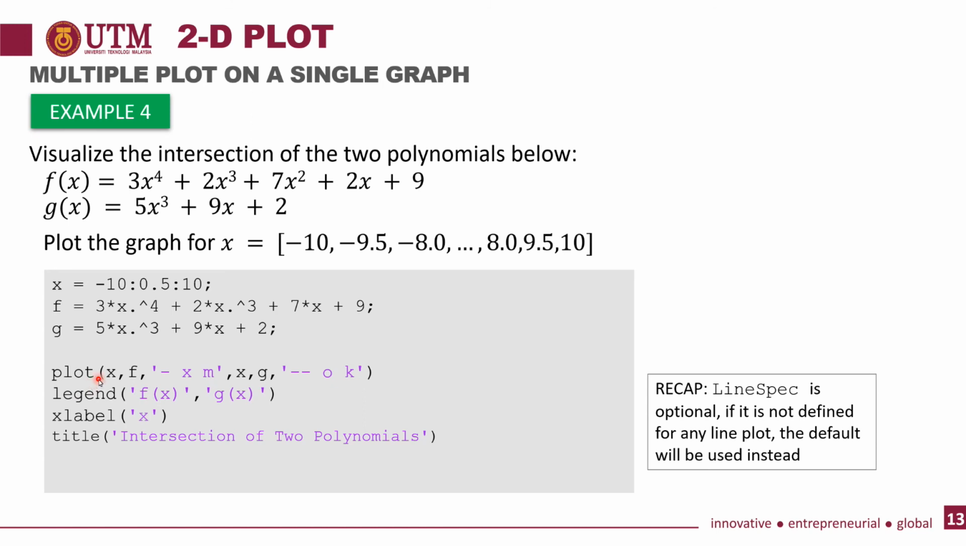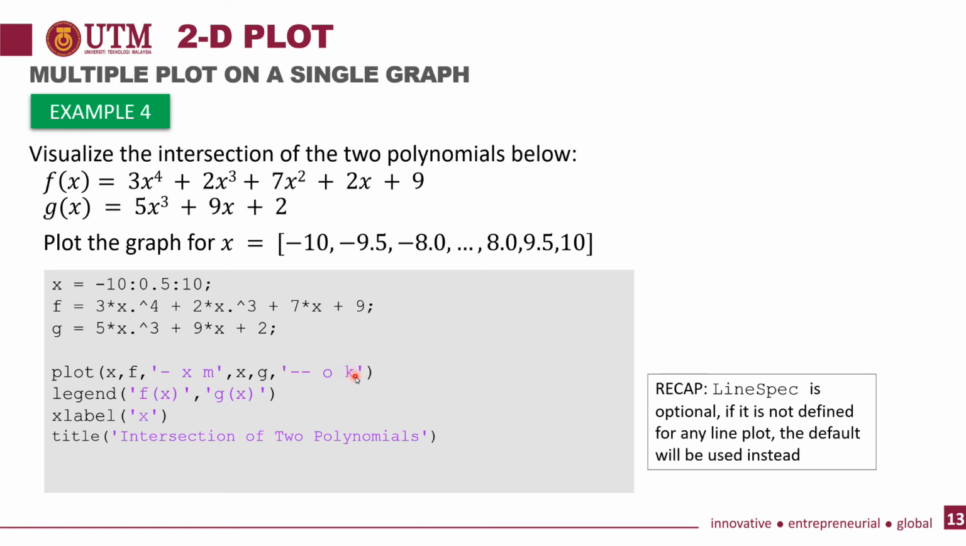The first part is plot x, which is the value of x here, and f, the first function or the first line that you wanted to create. Then this is the line spec: a solid line with x here. x is the marker and m is magenta. Then the second graph, with the data x here and the second function g here, with the line style of dotted line, and o is the marker o, and k. I'm not sure what the color of k is. You can go back to the previous slide and see what the color of the letter k is.